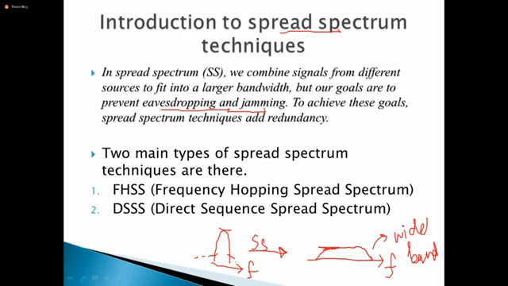Now there are two main spread spectrum techniques that are being used. The first one is called frequency hopping spread spectrum. The second one is called direct sequence spread spectrum. So we'll go through what these two are.